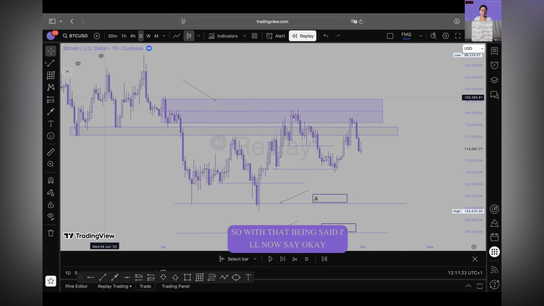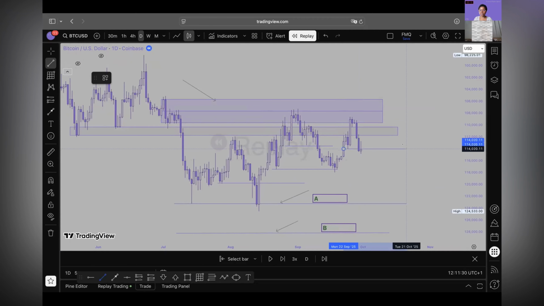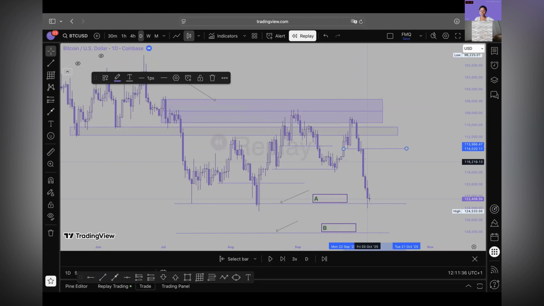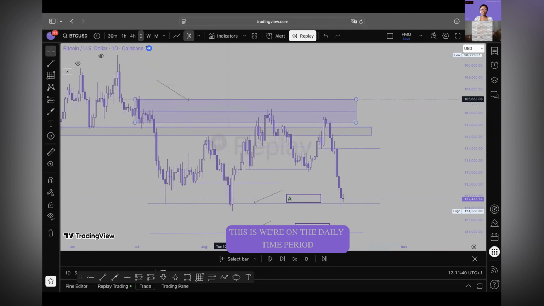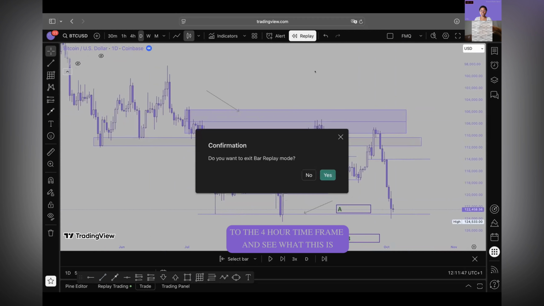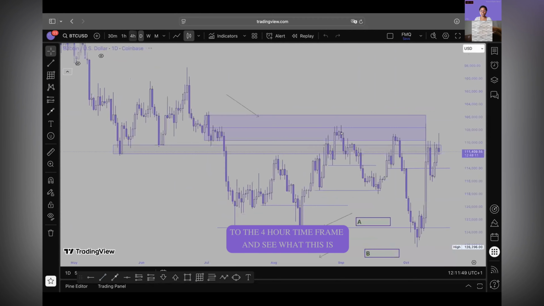So with that being said, I'll say, okay, price has already come to this place. Great. Now let's see if it breaks the structure again. And what did it do? It started to sell, and it came into my profit. So typically, when we're on the daily time frame, let's switch to the 4-hour time frame and see what this looks like.